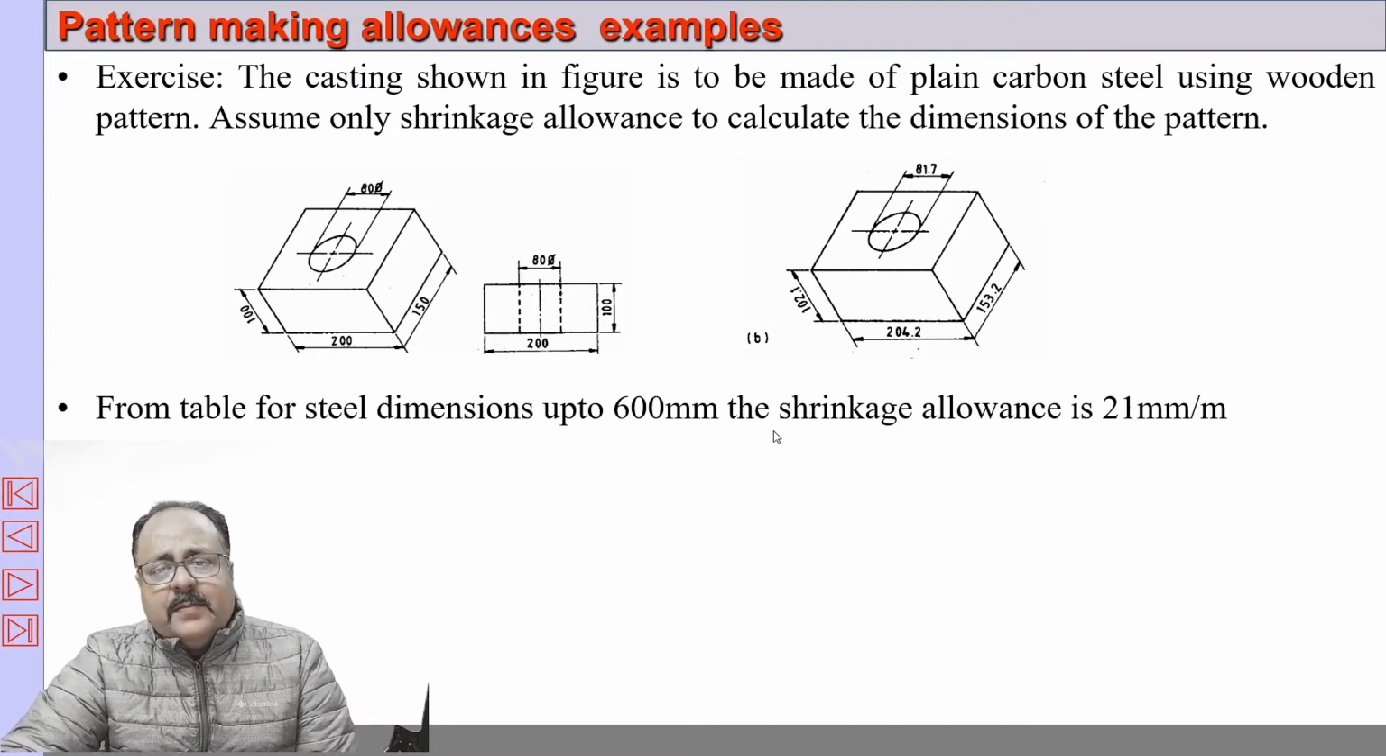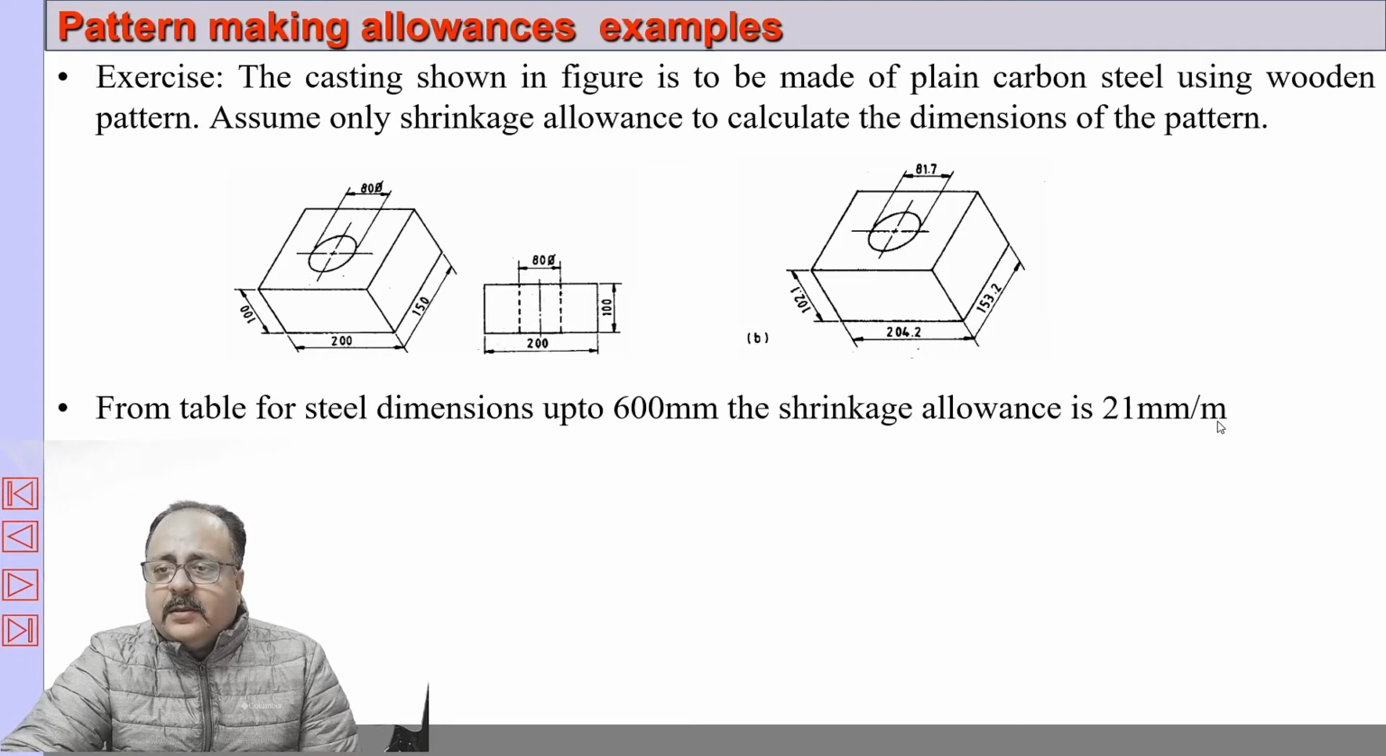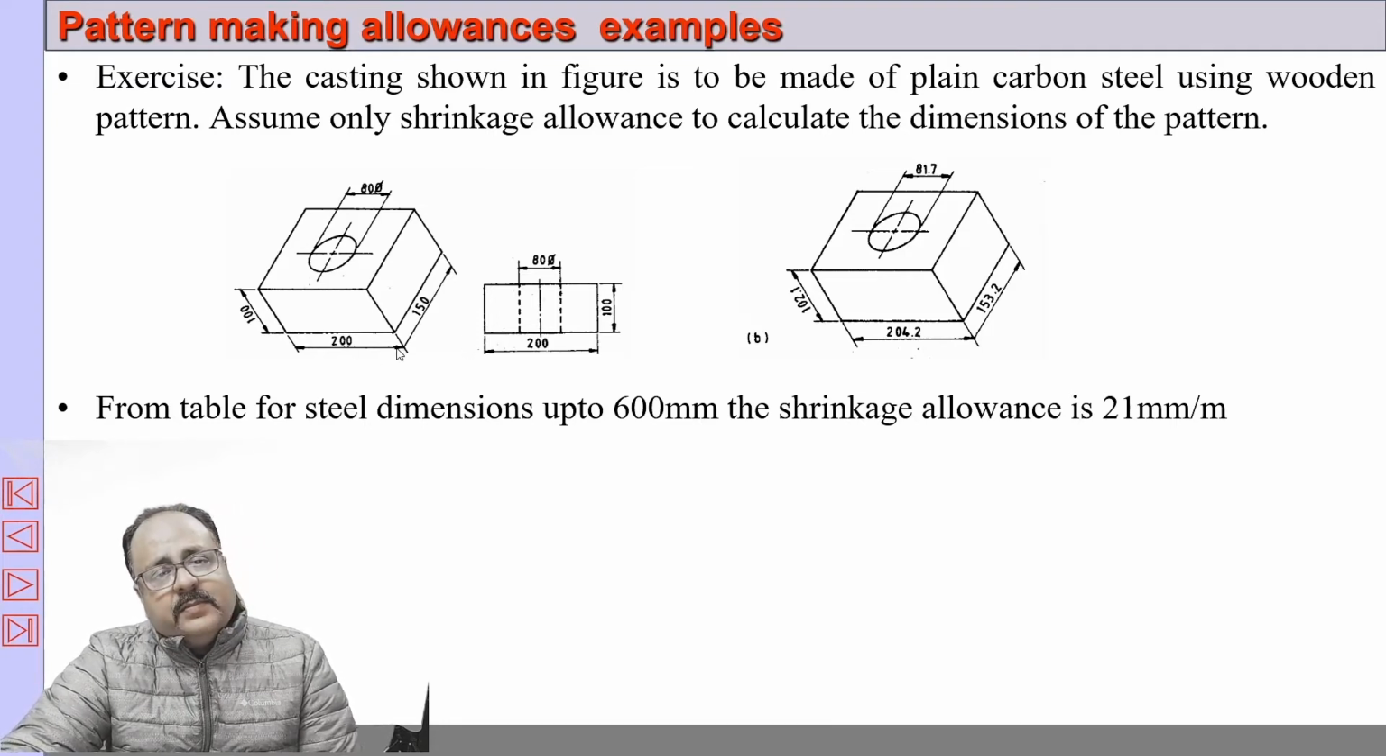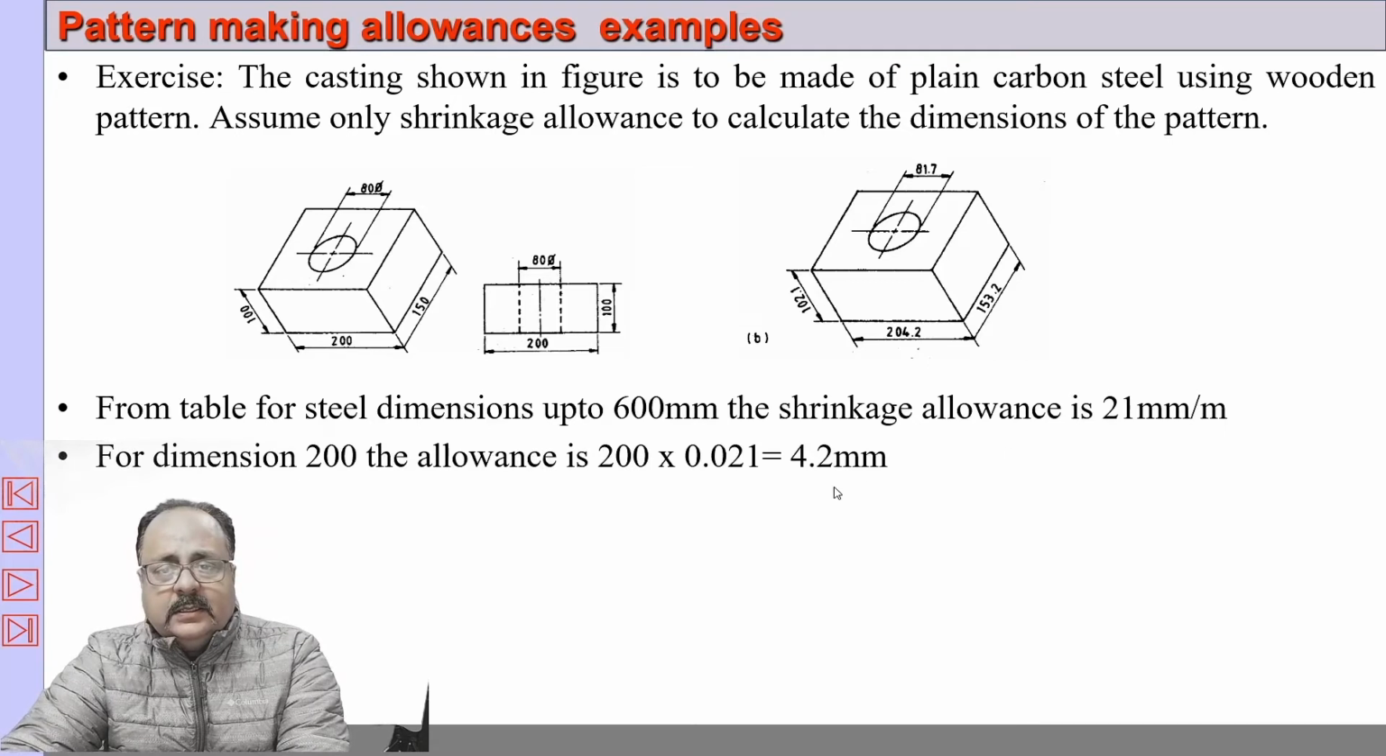From the table, we have seen the plain carbon steel for 600 mm length, the sinkage up to 600 mm, the allowance is 21 mm per meter, or 0.021. Now this is 200 mm. That means the allowance will be 200 plus 200 into 0.021, that is 4.2. So 4.2 will be added to these dimensions, and we get 204.2.